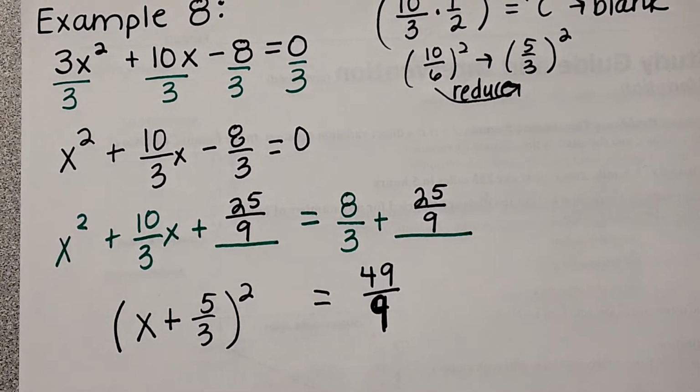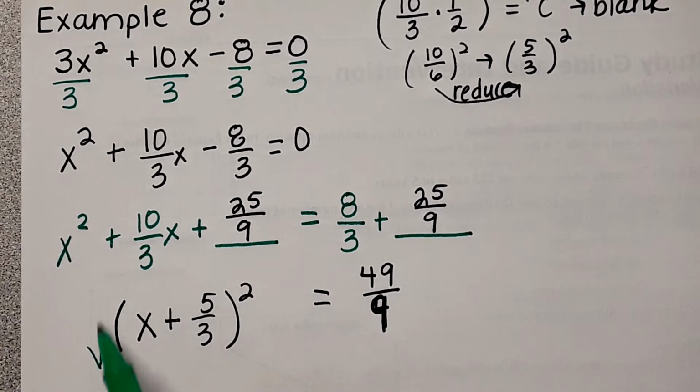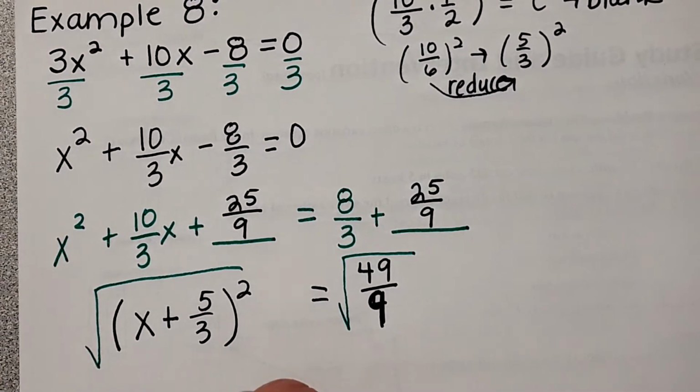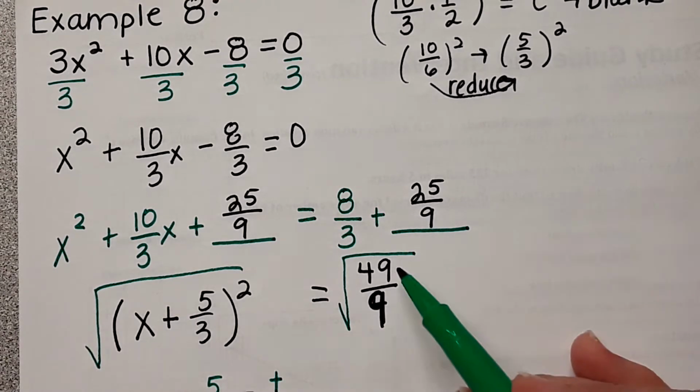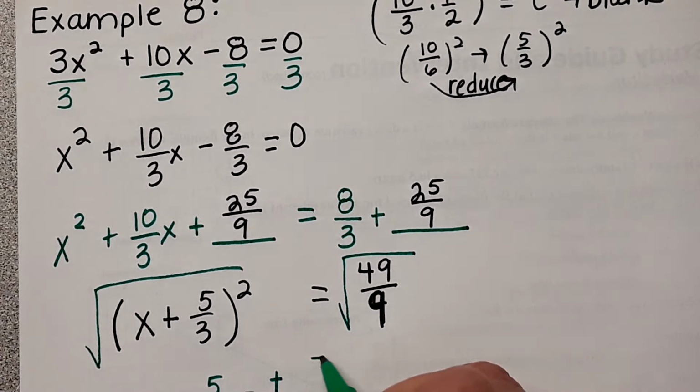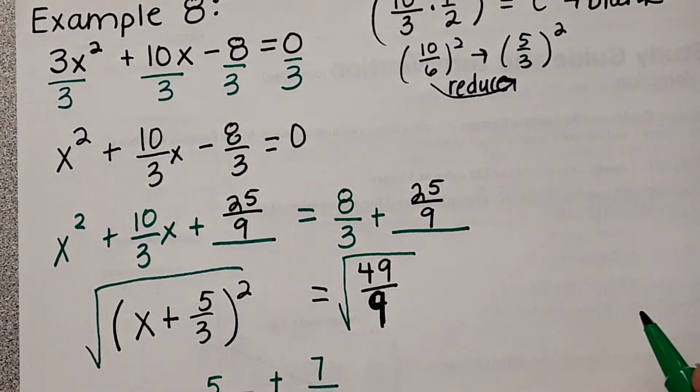Now I've completed the square. Now what I need to do is use the square root method. And to use the square root method, I take the square root of both sides. And I'm left with x plus 5/3 equals plus or minus. Well, what is the square root of 49? What is the square root of 9?